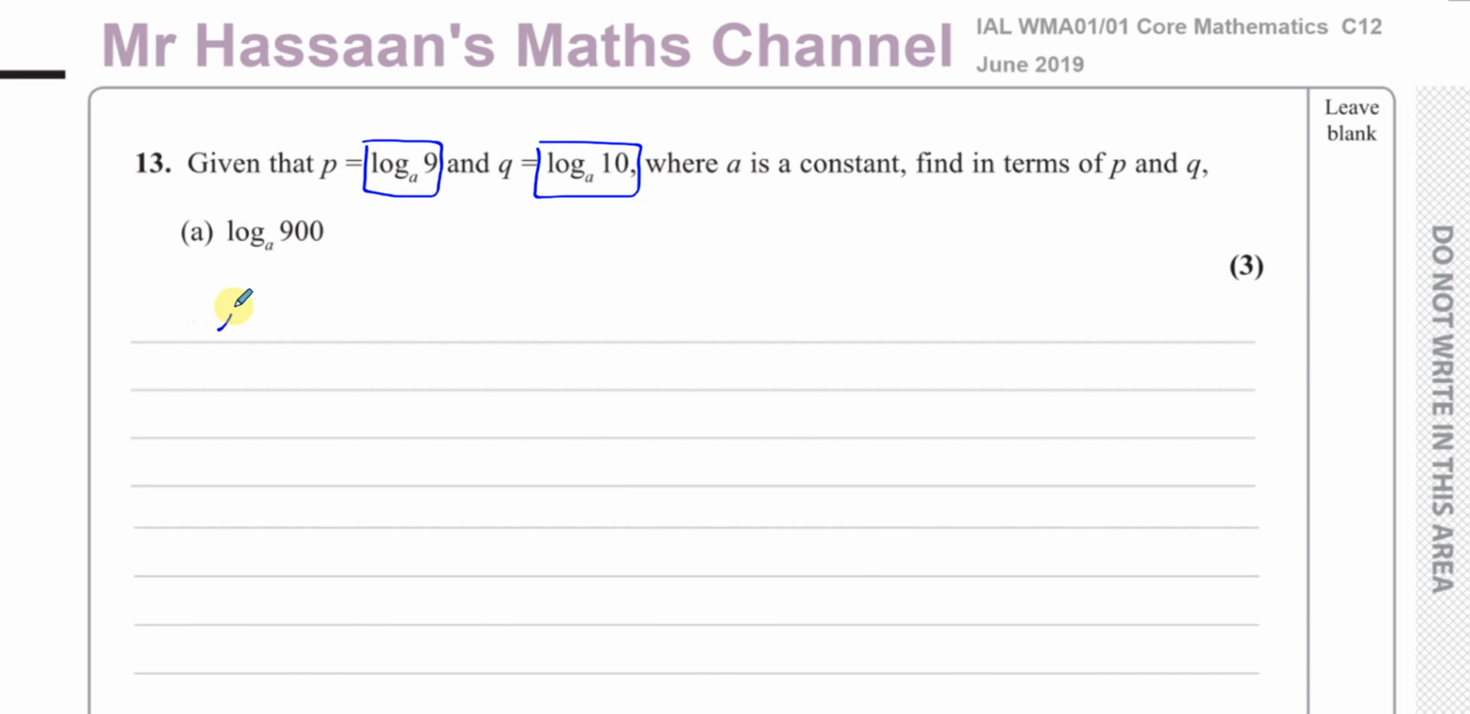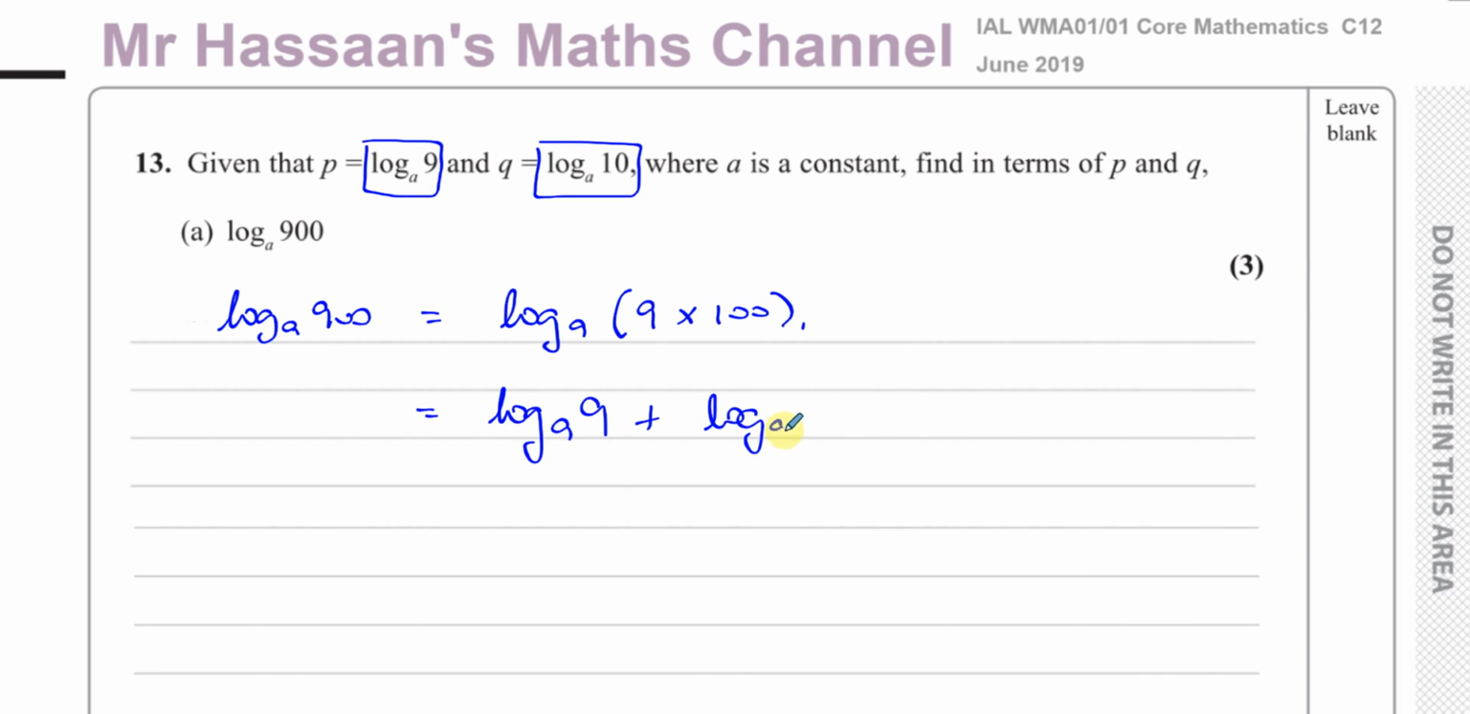Alright, so here we have log to the base A of 900. Now, I can think of this as log to the base A of 9 times 100. Think of it like that. And using the multiplication law of logarithms, I can split this up into a sum: log to the base A of 9 plus log to the base A of 100. Now, this is something in a way that we like. I can replace this with P. So that's going to become P. I'll just leave it written like this until the end.